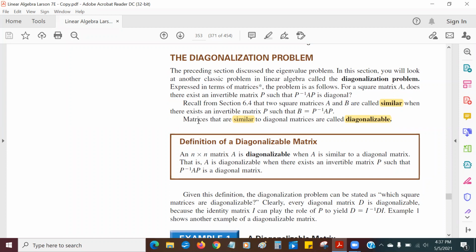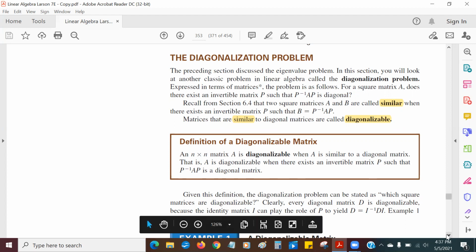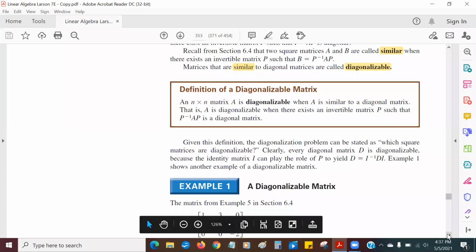Now, if you have a matrix which is similar to a diagonal matrix, then we call the matrix diagonalizable. I can never pronounce that word. Diagonalizable. So an n by n matrix is diagonalizable when A is similar to a diagonal matrix. That is, A is diagonalizable when there exists an invertible matrix P such that P inverse times A times P is a diagonal matrix. And just to refresh your memory, a diagonal matrix is where you have all zeros except for the main diagonal, but everything else is zero. That's a diagonal matrix.